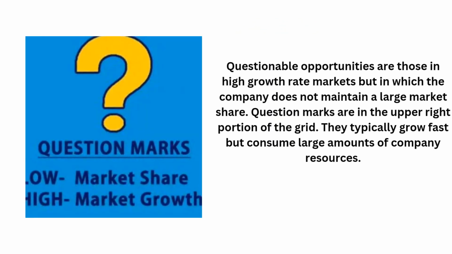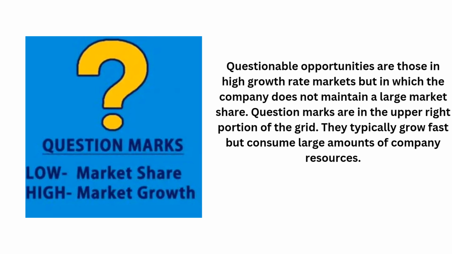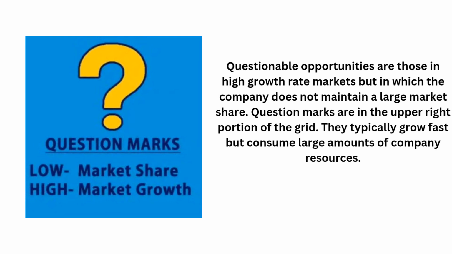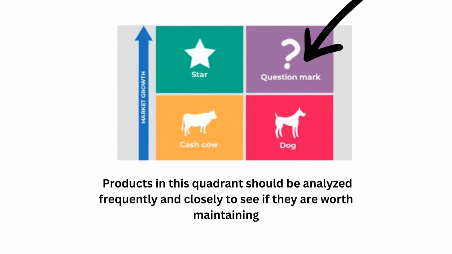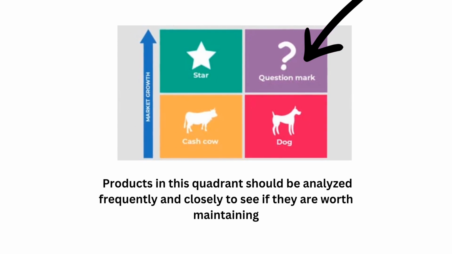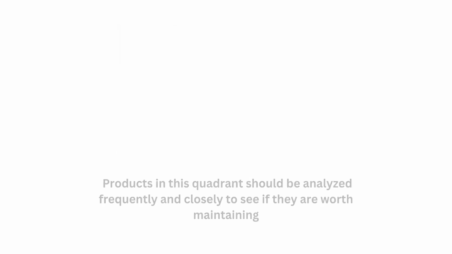Next is the question marks. Questionable opportunities are those in high growth rate markets but in which the company does not maintain a large market share. Question marks are in the upper right portion of the grid. They typically grow fast but consume large amounts of company resources. Products in this quadrant should be analyzed frequently and closely to see if they are worth maintaining.